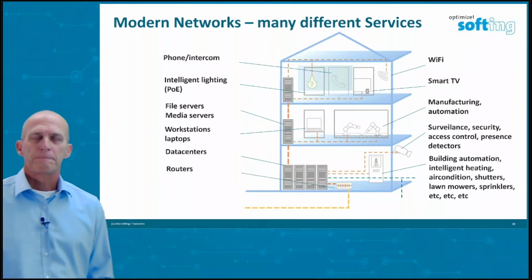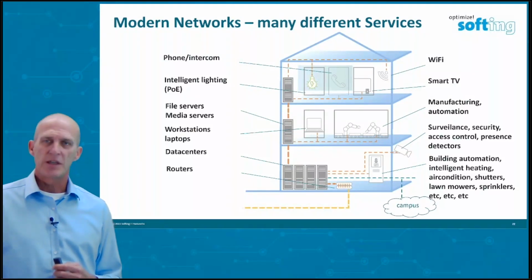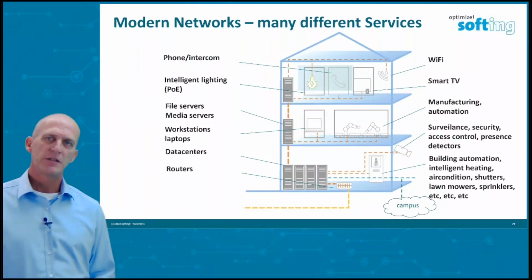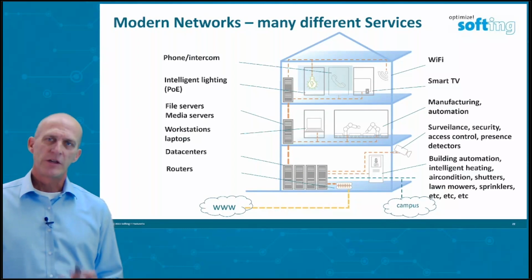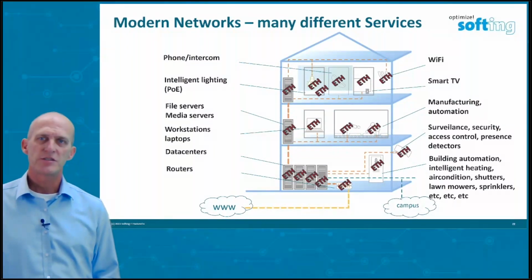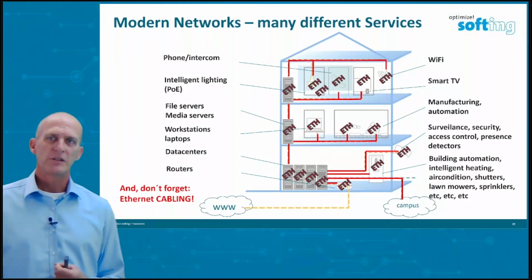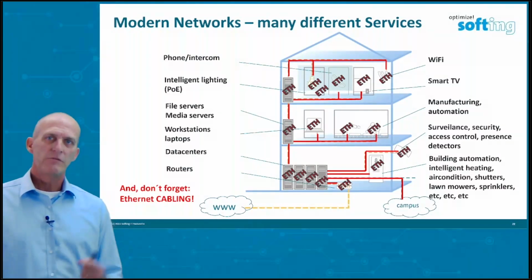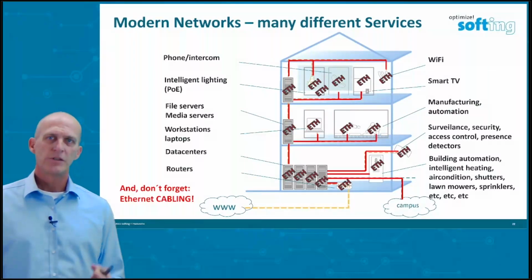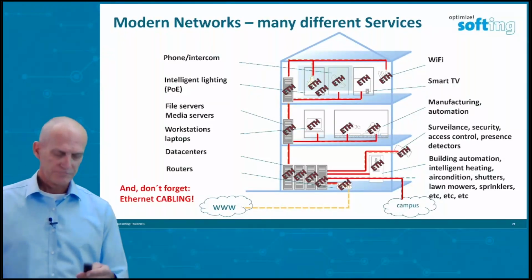And of course, the connection to the campus Ethernet, the connection to the internet, and in all that, don't forget that this is all Ethernet devices, or many of these are Ethernet devices today, and they are somehow connected with Ethernet cabling. Even your Wi-Fi is connected with an Ethernet cabling. The Wi-Fi access point is connected with Ethernet cabling.